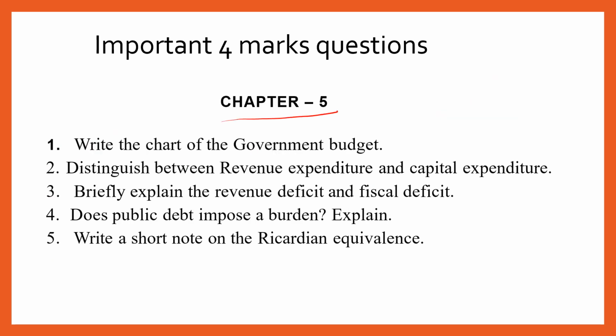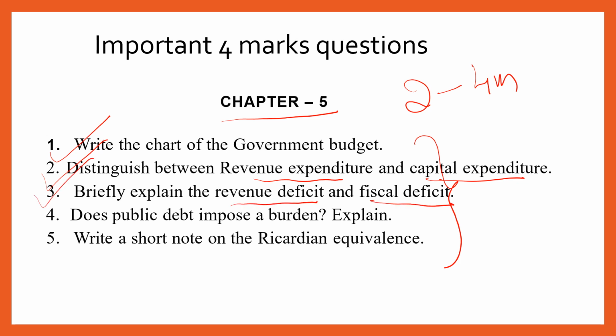Fifth chapter, government budget. From this chapter, again you can expect 2 4-mark questions. So prepare all these important 5 questions. One is chart of government budget. Distinguish between revenue expenditure and capital expenditure. Briefly explain revenue deficit and fiscal deficit. Then, does public debt impose a burden? Explain. Then a short note on Ricardian equivalence. So out of these 5 questions, you can expect 2 4-mark questions.